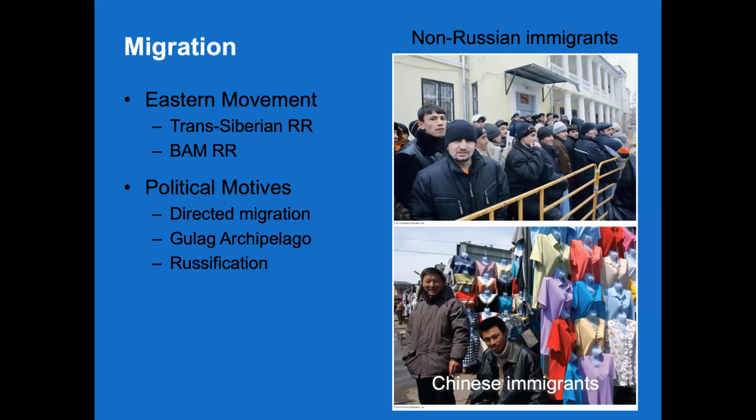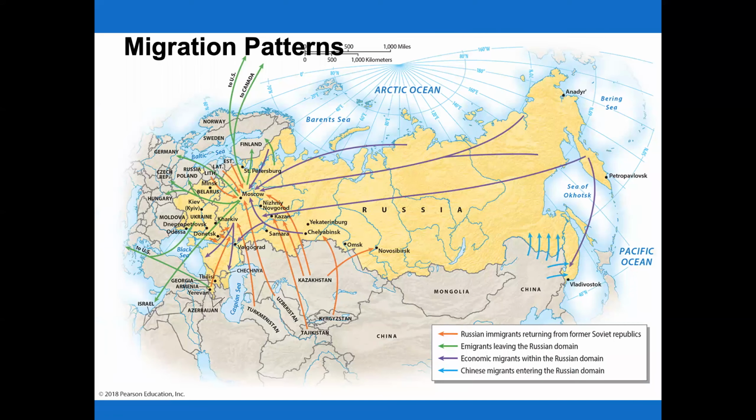Migration, whether it's Eastern movement or political motives, either as a function of Russification, the interaction between Russia and its Asian neighbors, that has made a significant impact. But if you look at it from the map, the majority of migration is migration towards Moscow, the big city, or away from the area towards Canada, the United States, and parts of Europe, like Germany and Hungary and Poland. So that gives you a sense of how the migration patterns have sort of evolved over time.